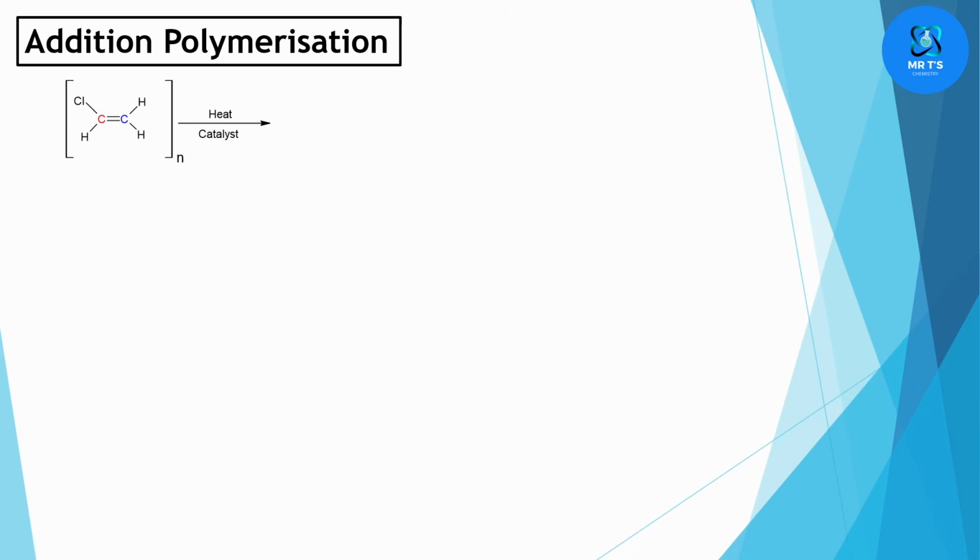Now, when this is put under heat and a catalyst, what's going to happen is this double bond is going to break. And this individual unit is called a monomer because it's made up of one unit. The n down the bottom here represents how many of these units we would have. So it could be a number like 100, or it could be 500, or it could be 1,000, because we actually produce very long chains of these polymers.